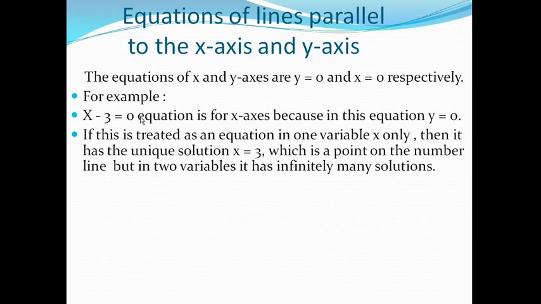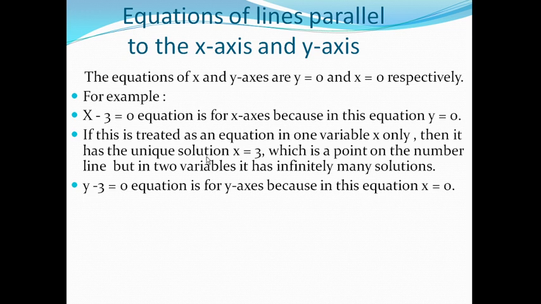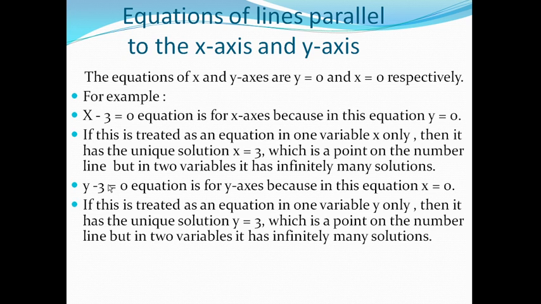You will wonder how. See, x minus 3 is equal to 0, and if we convert this equation into the standard form of a linear equation in two variables, then how are we going to write it? x plus 0 dot y minus 3 is equal to 0. So we will get infinitely many solutions. Similarly, y minus 3 is equal to 0 is the equation for the y-axis, because x is 0 here, and if we treat it as one variable, then its unique solution will be y is equal to 3, and we can represent it on the number line. But in case of two variables, it also has infinitely many solutions.